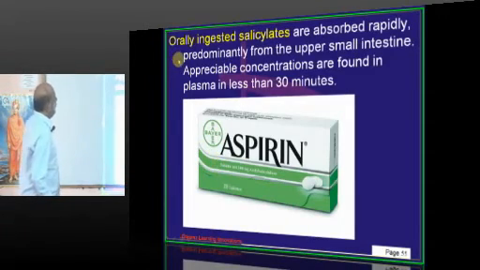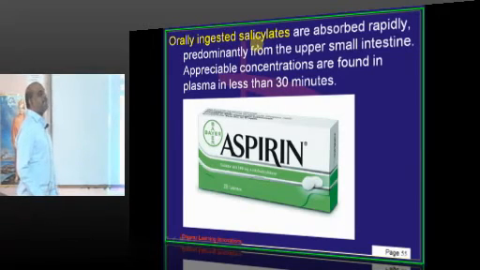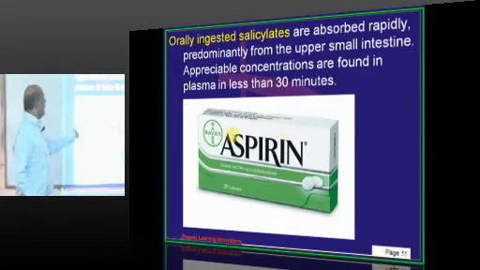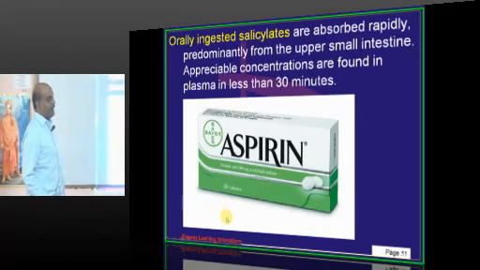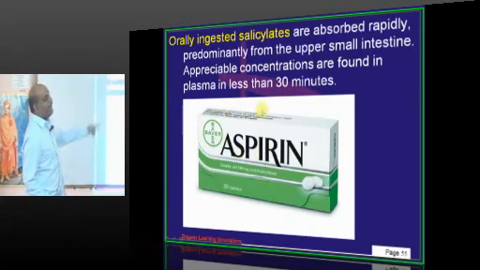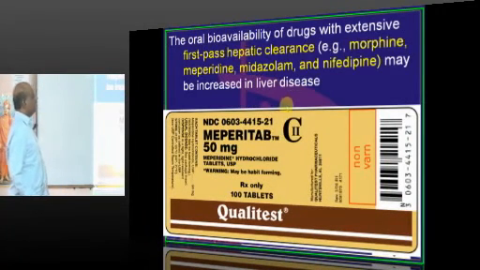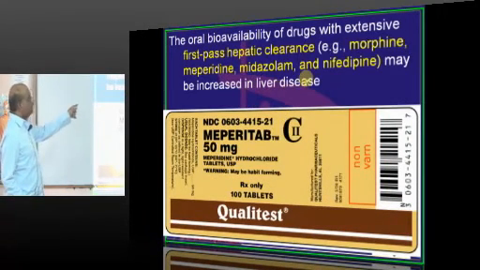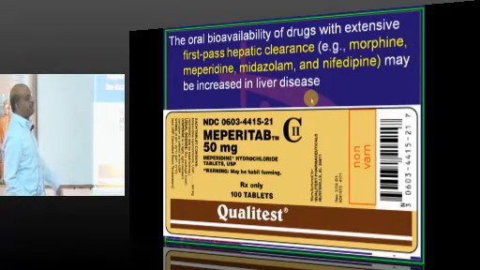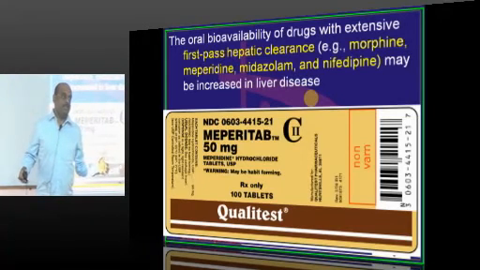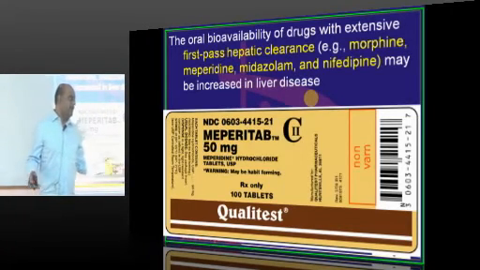Okay. So if you happen to ingest salicylates, meaning aspirin, acetyl salicylic acid, it is absorbed rapidly, mainly in the upper small intestine, and you find the drug in plasma in less than half an hour. So that is the story of salicylates. There is midazolam, nifedipine, morphine, meperidine. These are all the drugs which have an extensive first pass metabolism. This list you need to remember.